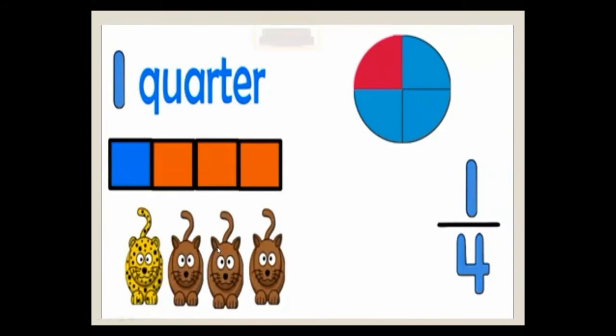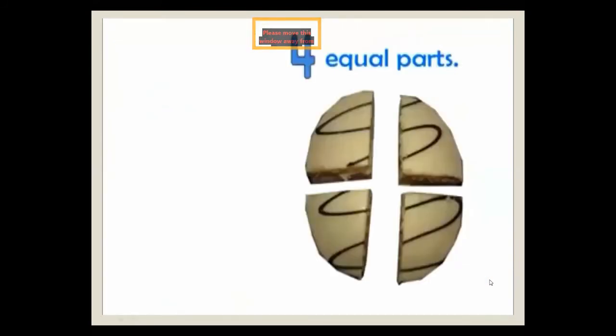So it is the 1/4 of the tigers. We have 4 tigers and one is different in color. That's why we are calling it 1 over 4. Okay, hope you have understood. Now move towards the next.